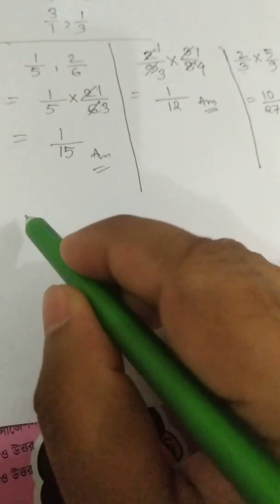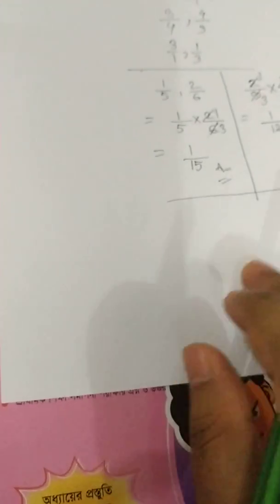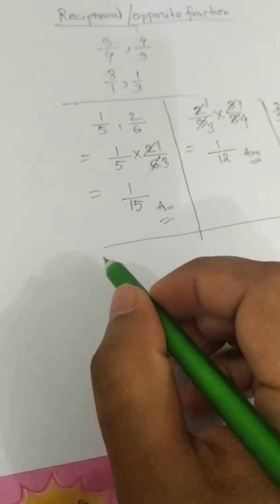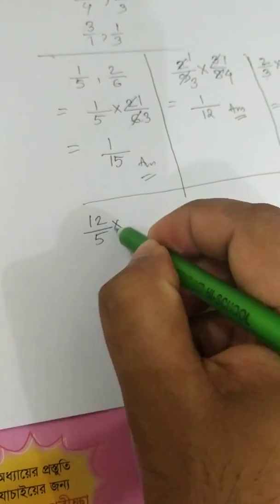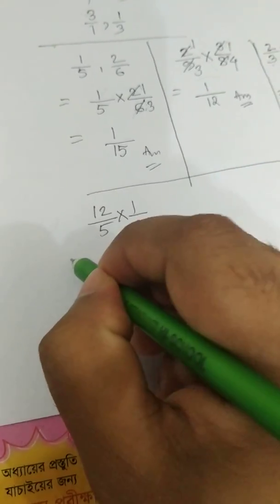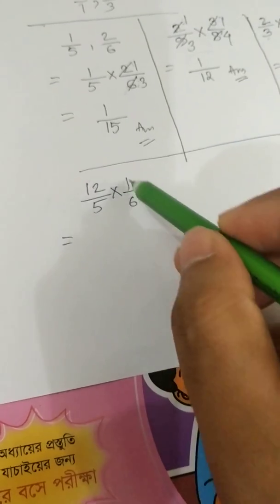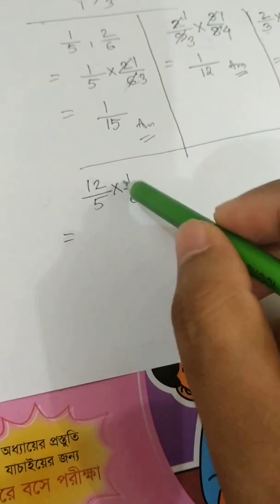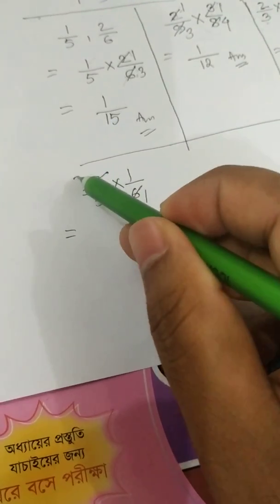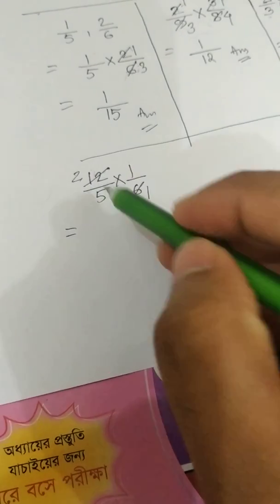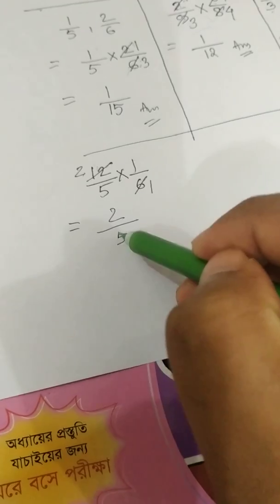Next let's move on to some other examples as well. For example, let's say 12 by 5 into 1 by 6. So how to do it? This fraction can be reduced crosswise, because up down we cannot reduce, we don't have a same number. So again, 6 ones are 6, 6 twos are 12. So what do we get? 2 ones are 2 and 5 ones are 5.